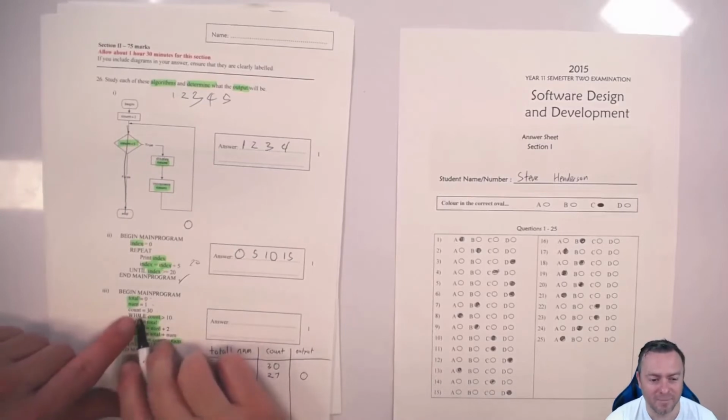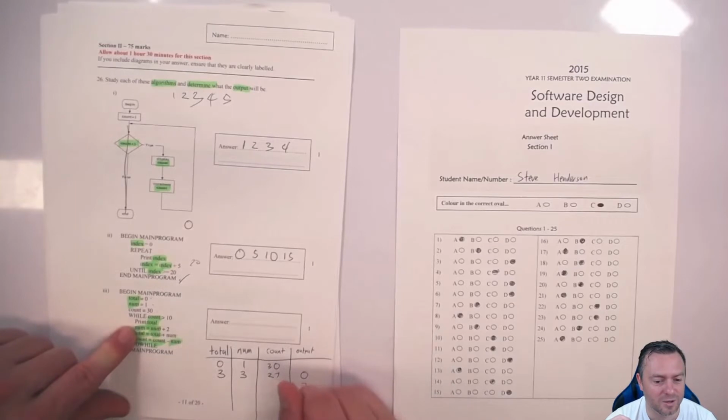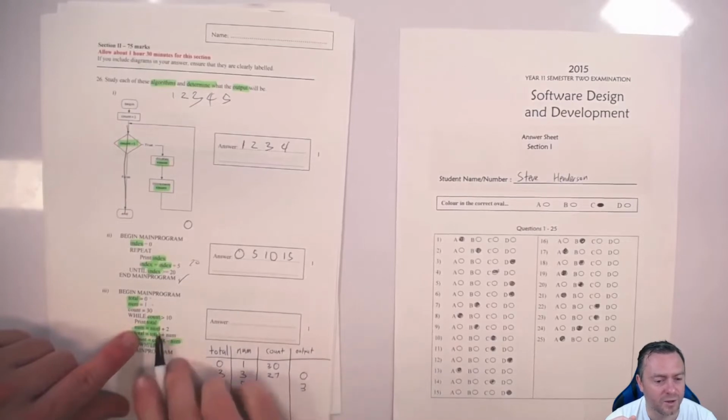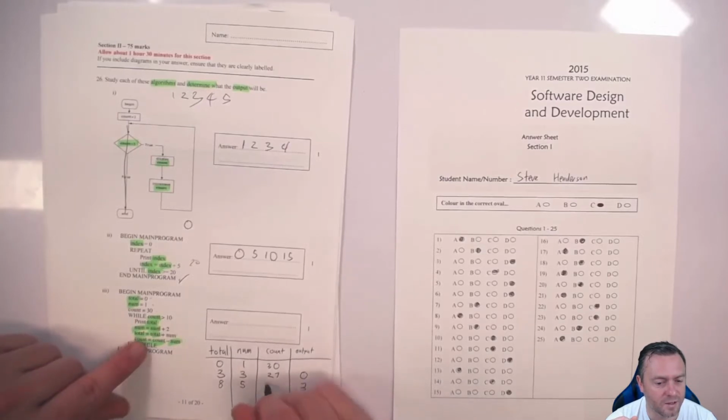We're then going to go again. So count is 27, greater than 10. Yep, we're all good. So we're going to print out the total. So we're going to put a 3 in there. We're then going to go num is equal to num plus 2. So we're going to put a 5 down there. The total is equal to the total plus the number. So 3 plus 5 gives you the 8. And then count is equal to count minus the number. So 27 minus the 5 gives you 22. And then we get an 8 there.